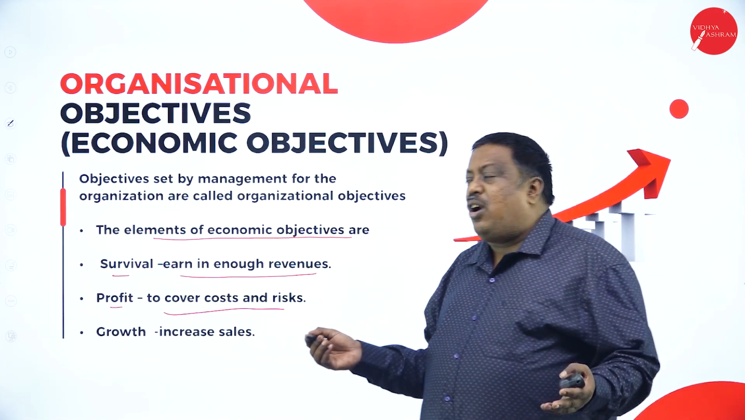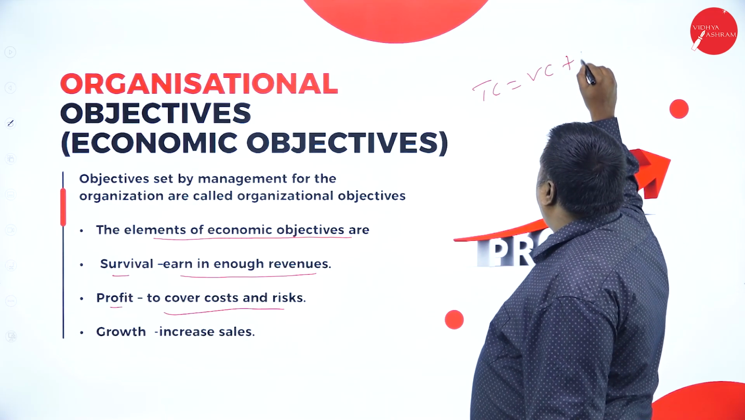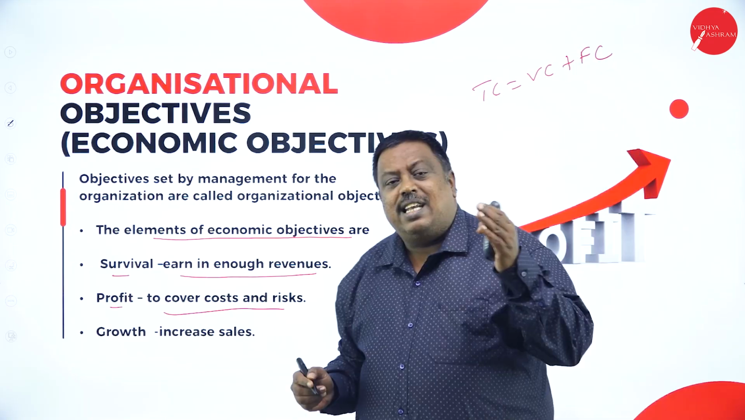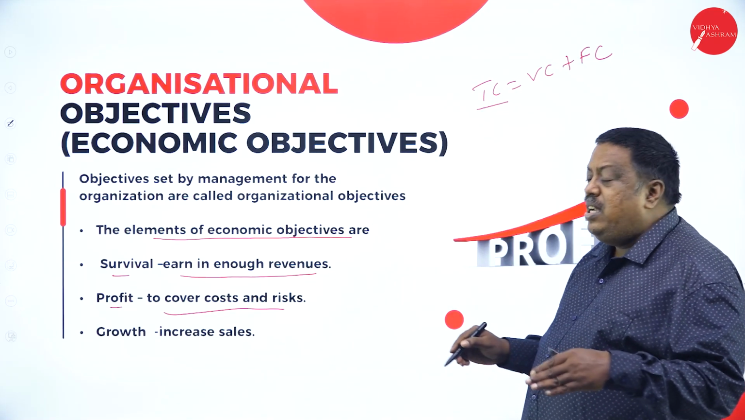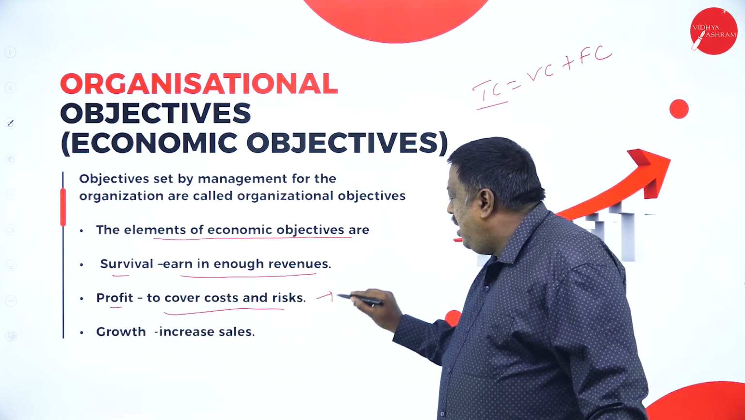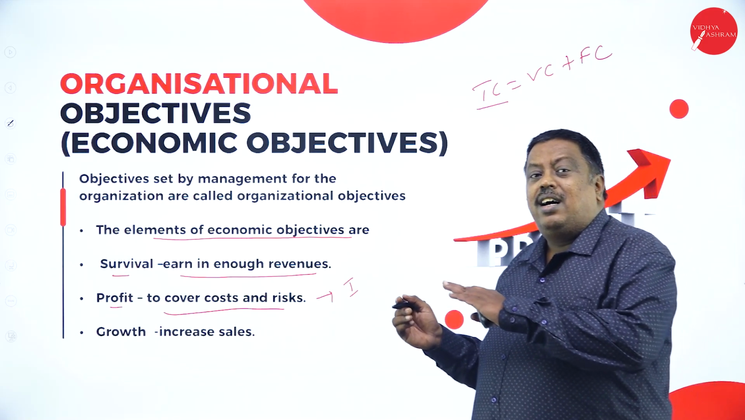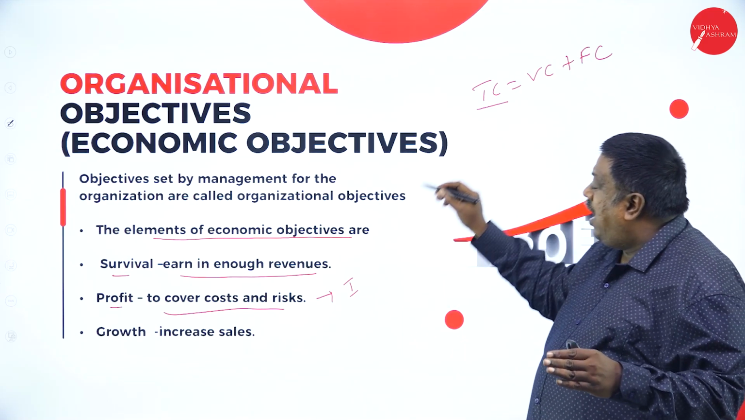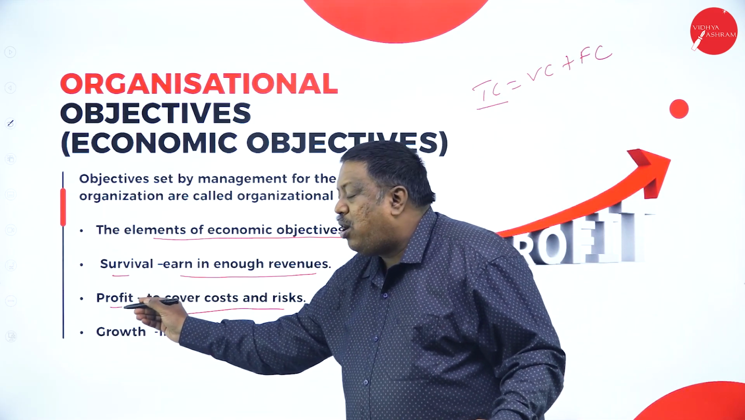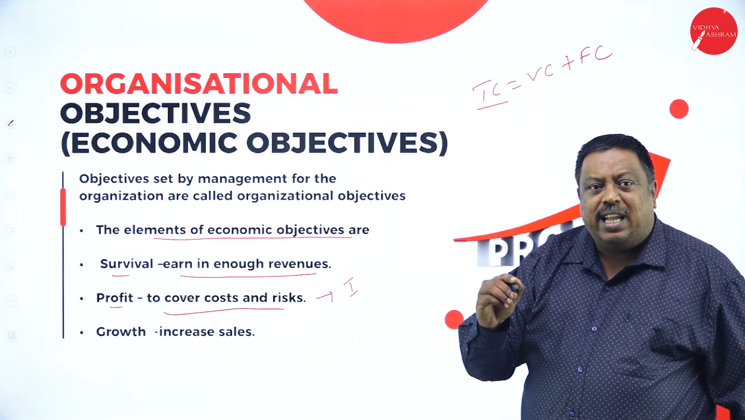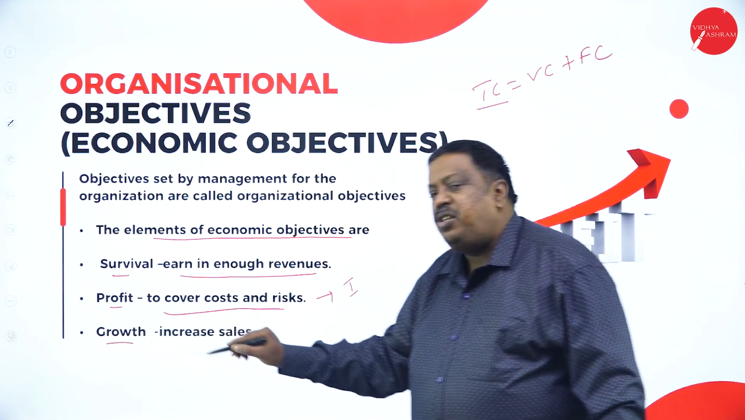Cover cost means the total cost. Total cost is nothing but variable cost plus fixed cost. So the next part is to cover the total cost of the firm and even cover all the risk. Risk is nothing but paying interest by the organization. If you have earned above the total cost and after clearing all the interest, whatever amount remains with you is called profit. So first be in the market, then earn the amount, then make the expansion, the growth.